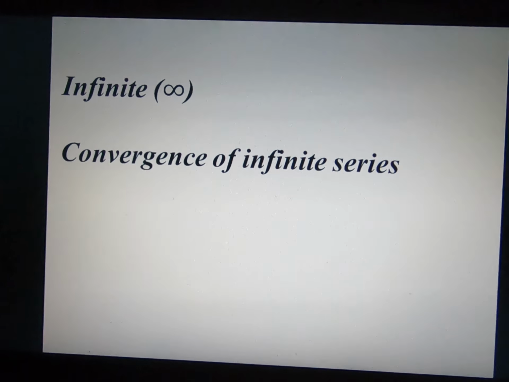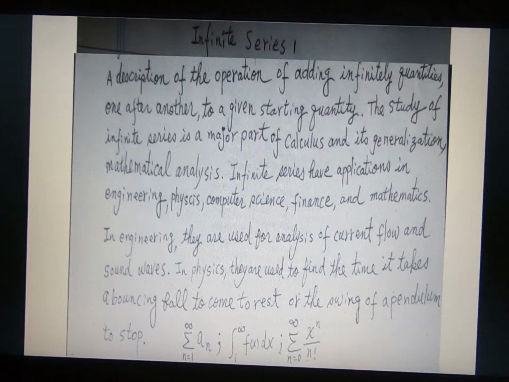Infinity series, convergence of infinity series. Okay, let's see the definition of infinity series. It's a summation operation of many terms.